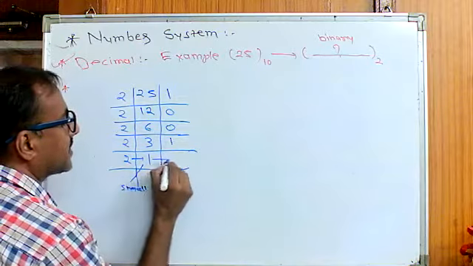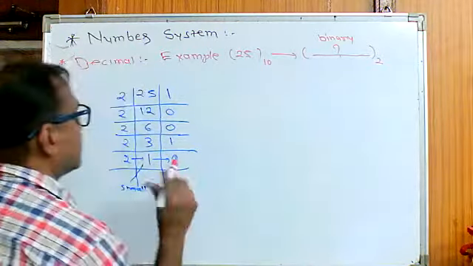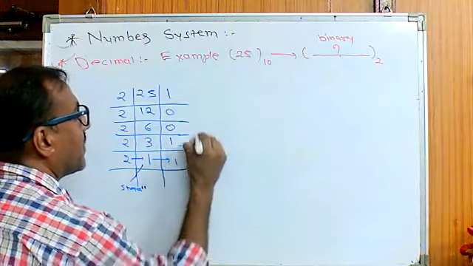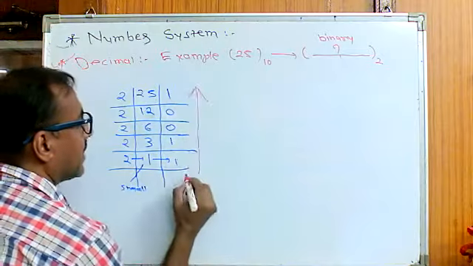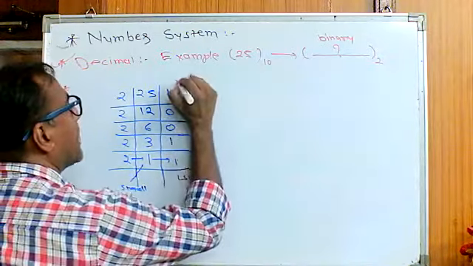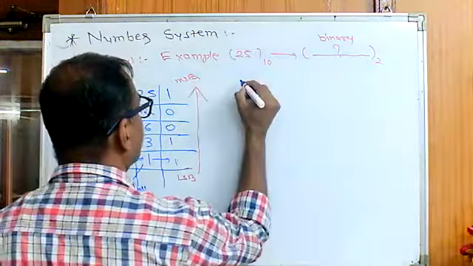So 1 is transferred to here. Write down the number. This number is the LSB, and this number is the MSB.